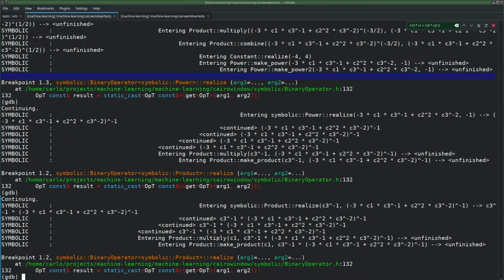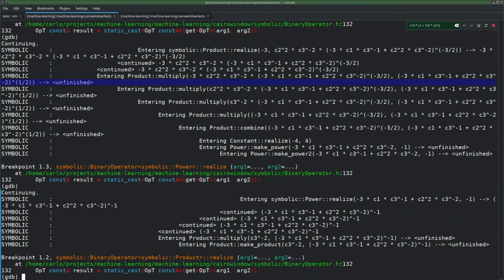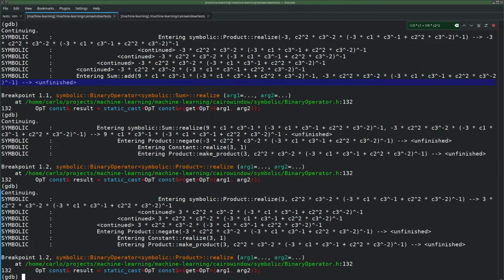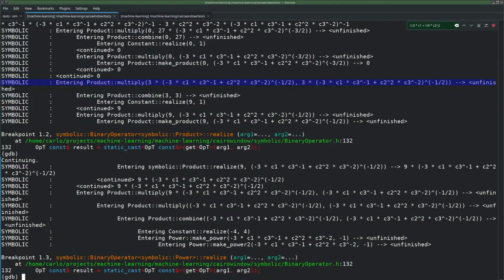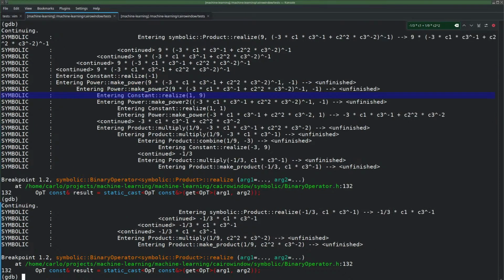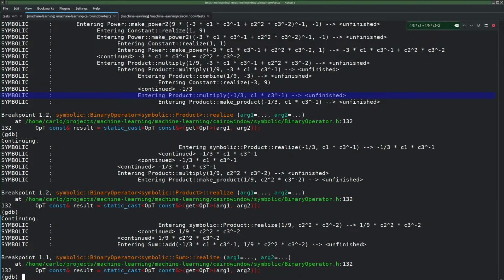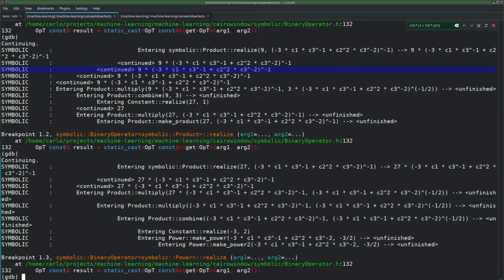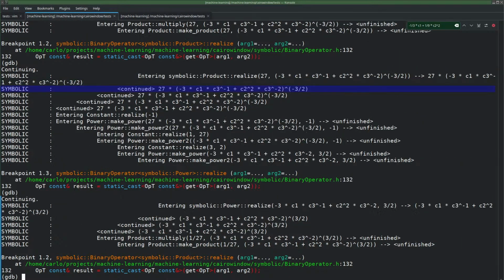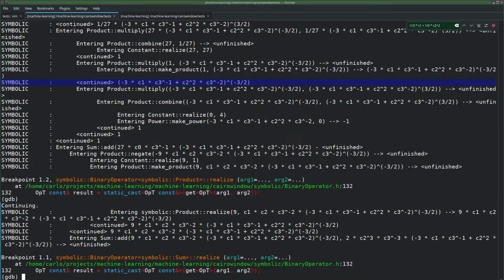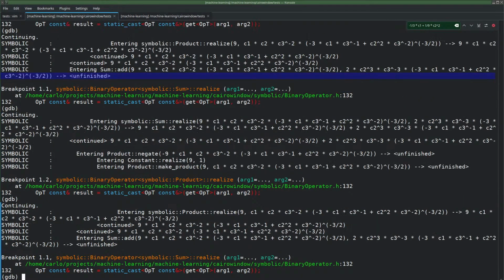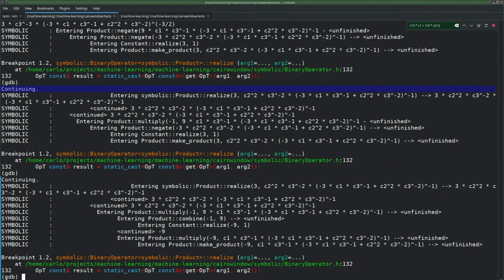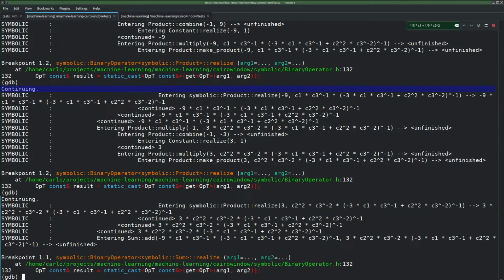Power, sum. Product, power, power, product, sum. Jesus, how long is this going to continue? Shall I give up now and try something else?